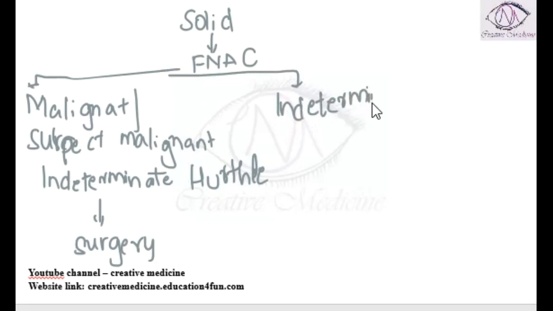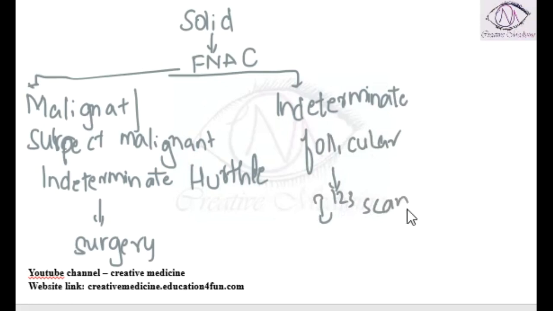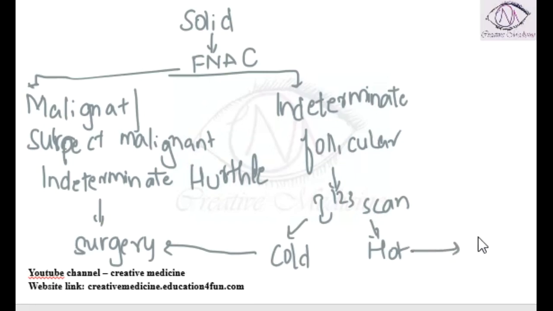If the FNAC shows an indeterminate follicular tumor, where you are not able to say whether it is a follicular adenoma or follicular carcinoma, then you will do an iodine 123 scan. In iodine 123 scan, you can get either a cold nodule or a hot nodule. If it is a cold nodule, then it is 15 to 20% malignant, so we do surgery. If it is a hot nodule, then we can just do follow up.